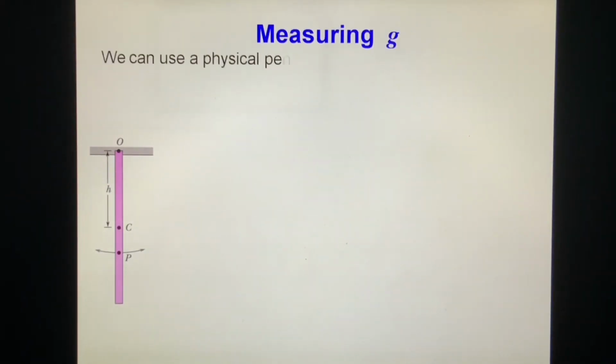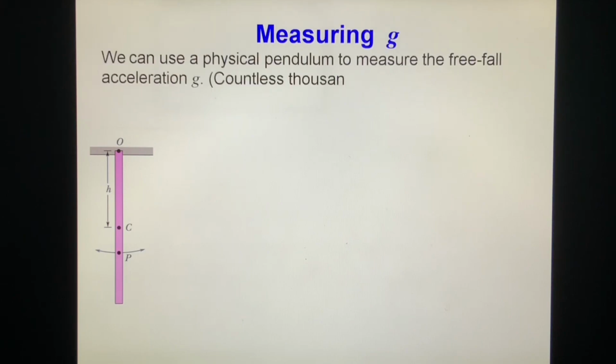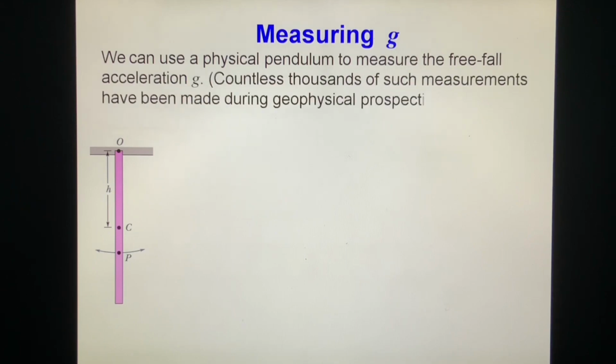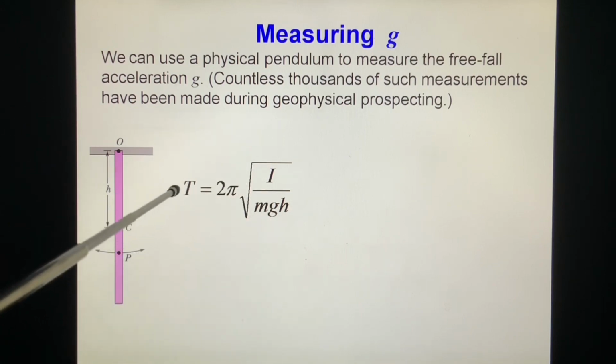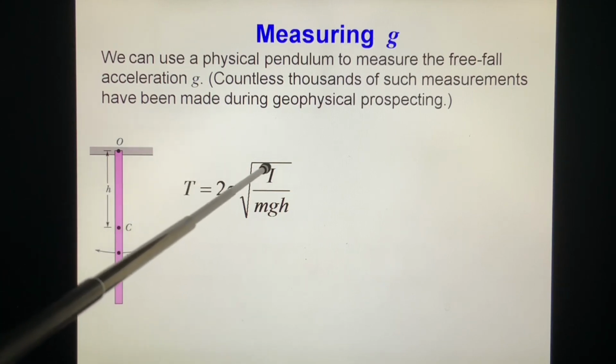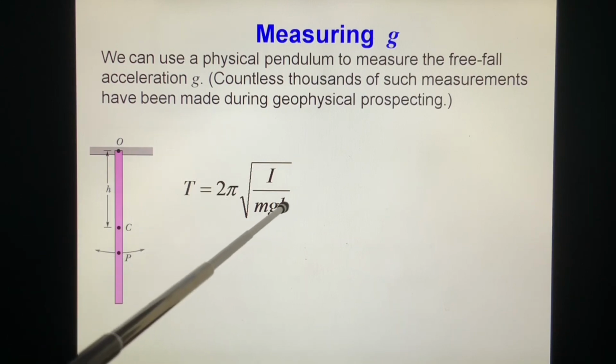Measuring g. We can use a physical pendulum to measure the free fall acceleration g. Countless thousands of such measurements have been made during geophysical prospecting. This is a profession which is looking for a gold mine, petrol, and so on. Now, we know the period for a physical pendulum is 2 pi square root of I over mgh. Okay, this we can measure very accurately, and this we can calculate or measure. So we know h, we can find the g.